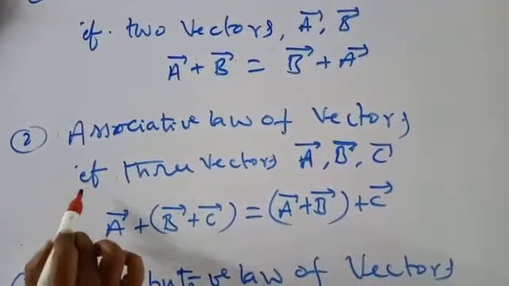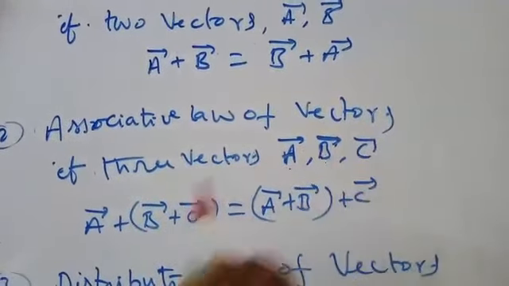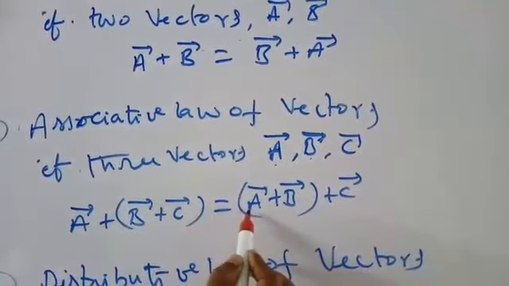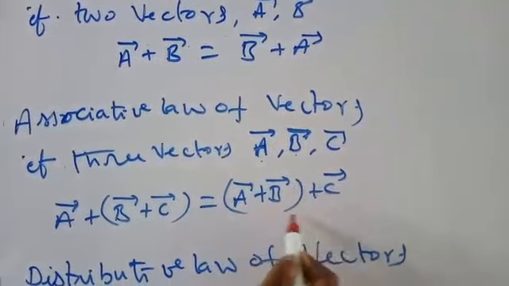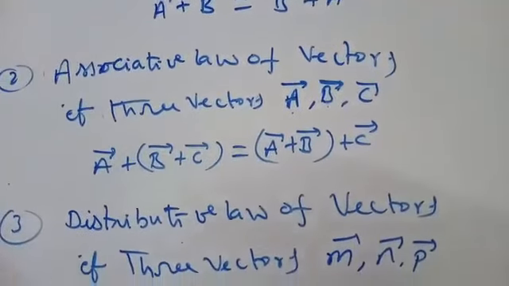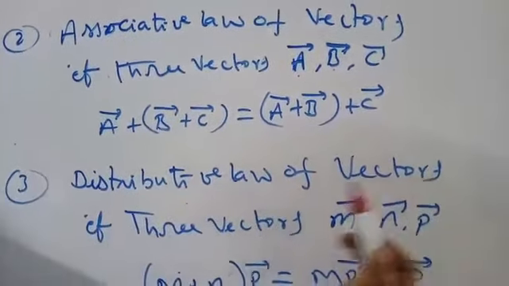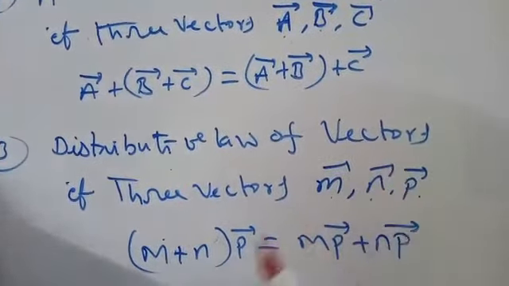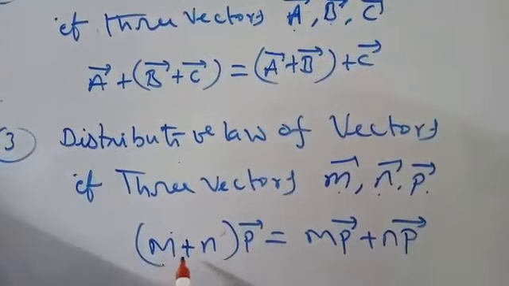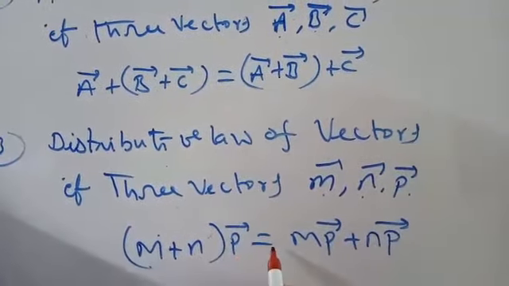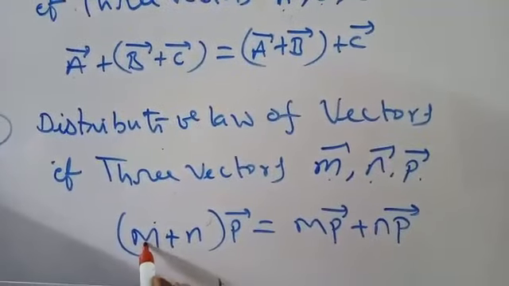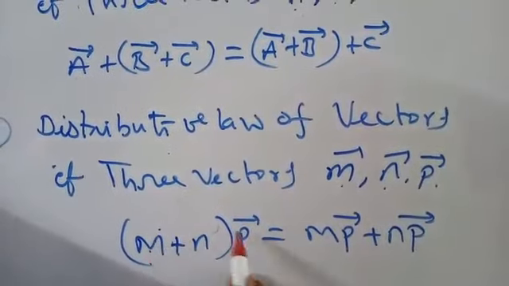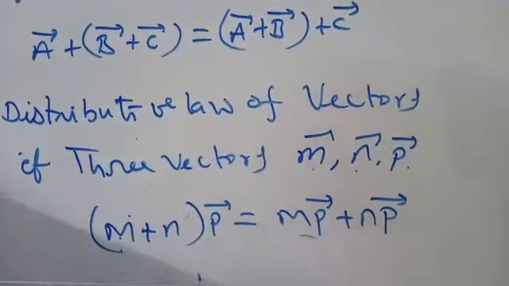Second, the associative law of vectors. In the associative law, if there are three vectors A bar, B bar and C bar, A bar plus (B bar plus C bar) is equal to (A bar plus B bar) plus C bar. Third one, the distributive law of vectors. If there are three vectors M bar, N bar and P bar, then (M bar plus N bar) into P bar is equal to M bar into P bar plus N bar into P bar, so P is distributed to both M and N.